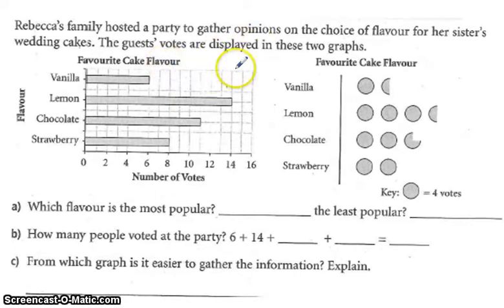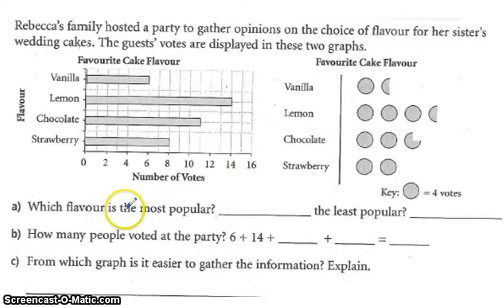It says Rebecca's family hosted a party to gather opinions on the choice of flavor for her sister's wedding cakes. The guests' votes are displayed in the two graphs that you see below. We have the favorite cake flavor over here, and the same data represented here with a pictograph, and this is a bar graph. So it's the same data, just represented by different graphs.